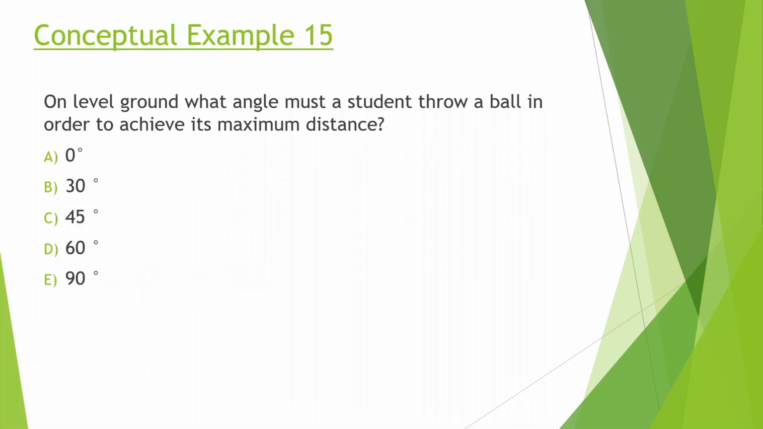On level ground, what angle must a student throw a ball in order to achieve its maximum distance? We should know on level ground, the furthest something is ever going to go is if it's launched at 45 degrees with no air resistance.